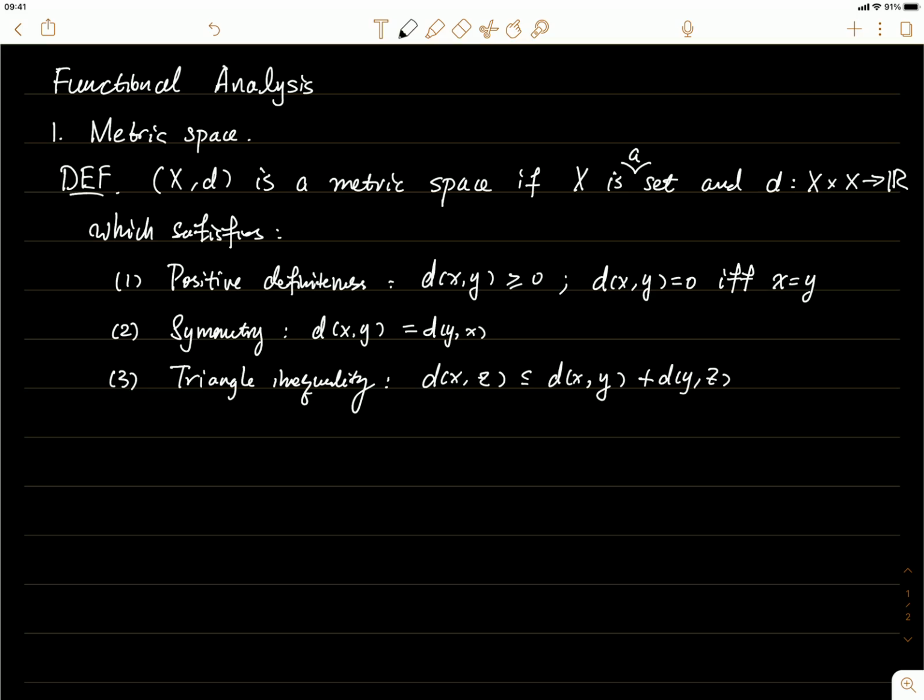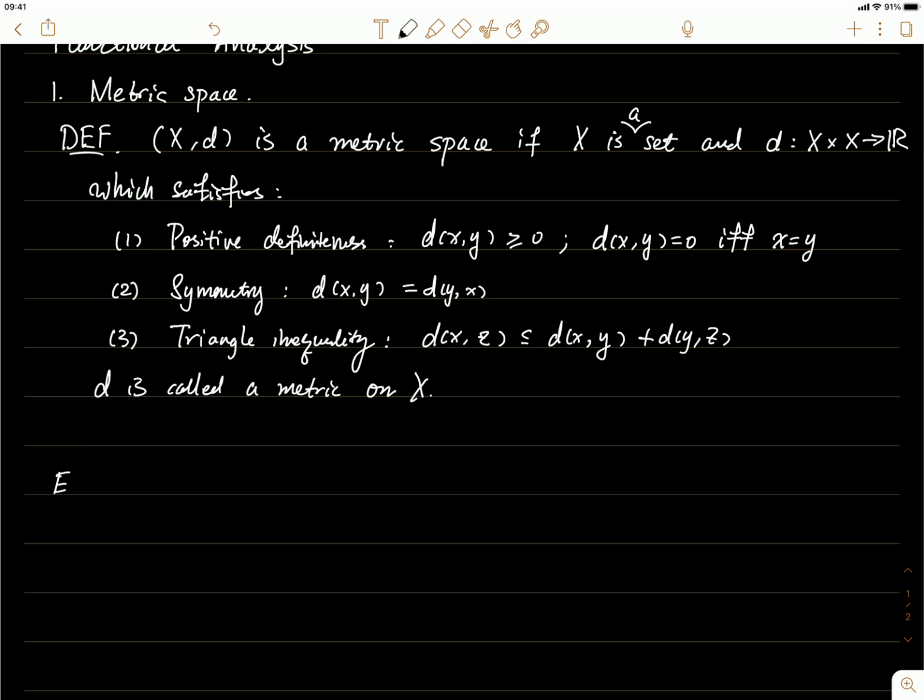Okay, and in this case, the d is called a metric or distance, and is motivated by the distance we studied or learned from Euclidean space. But right now, this X can be a general set, and as long as your d satisfies these 3 conditions, then we can call it a metric. And in this case, X and d together is a metric space. Okay, so this is what you probably have seen before. So let me just give a few simple examples.